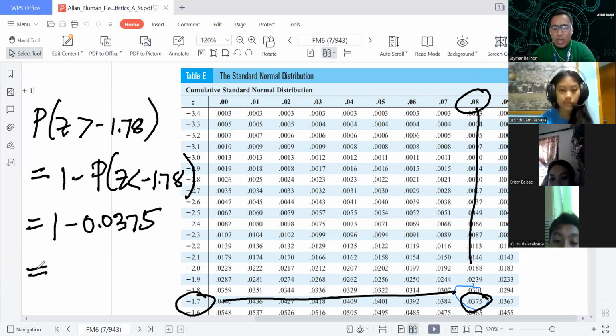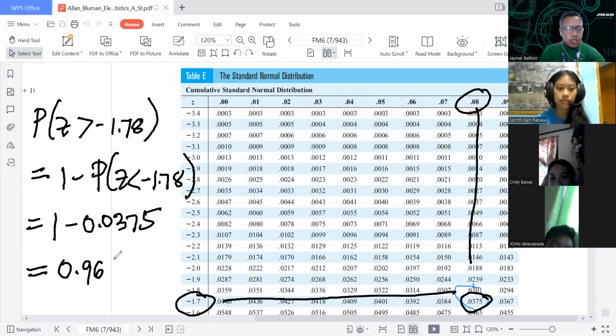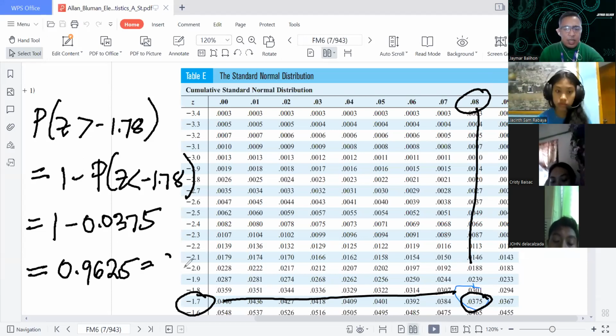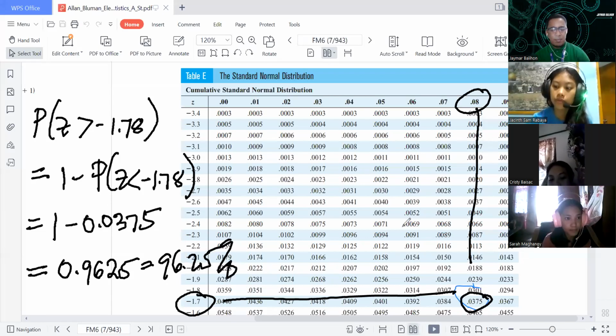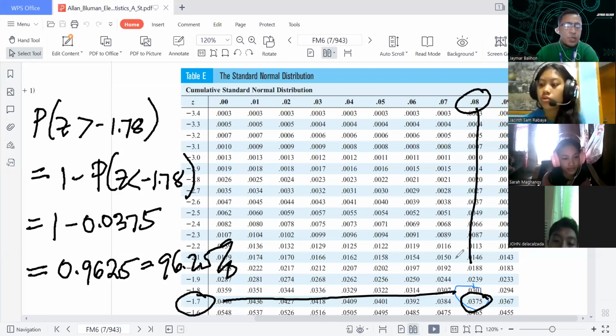So 1 minus 0.0375. What is the answer, class? 0.9625. In percent, that is just 96.25%. Clear? Is it clear? Yes, sir. Any question for case number 2? Do you have any question? No more, sir. I think it's clear, right?